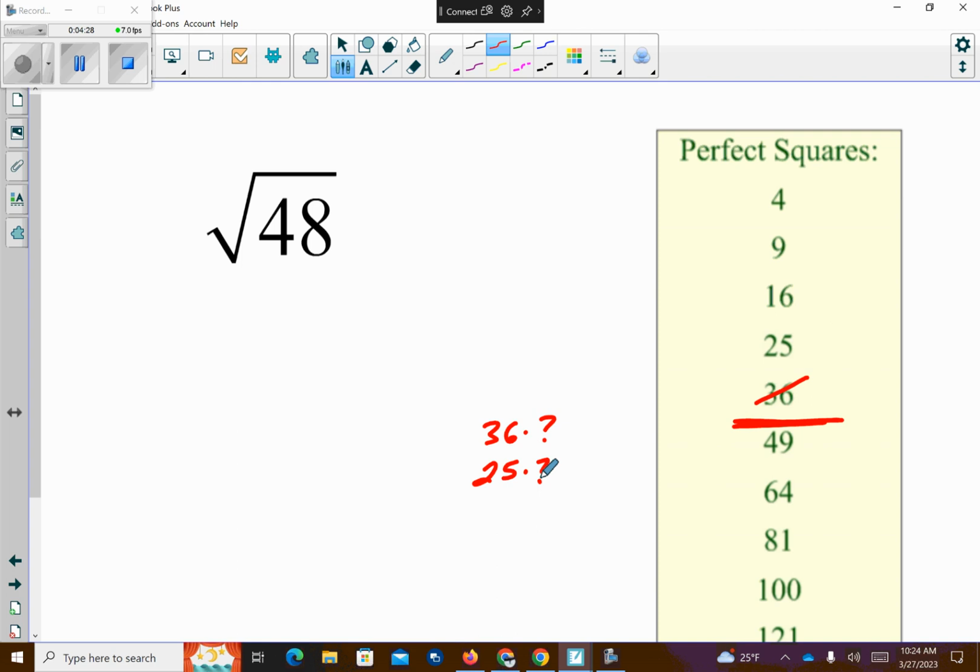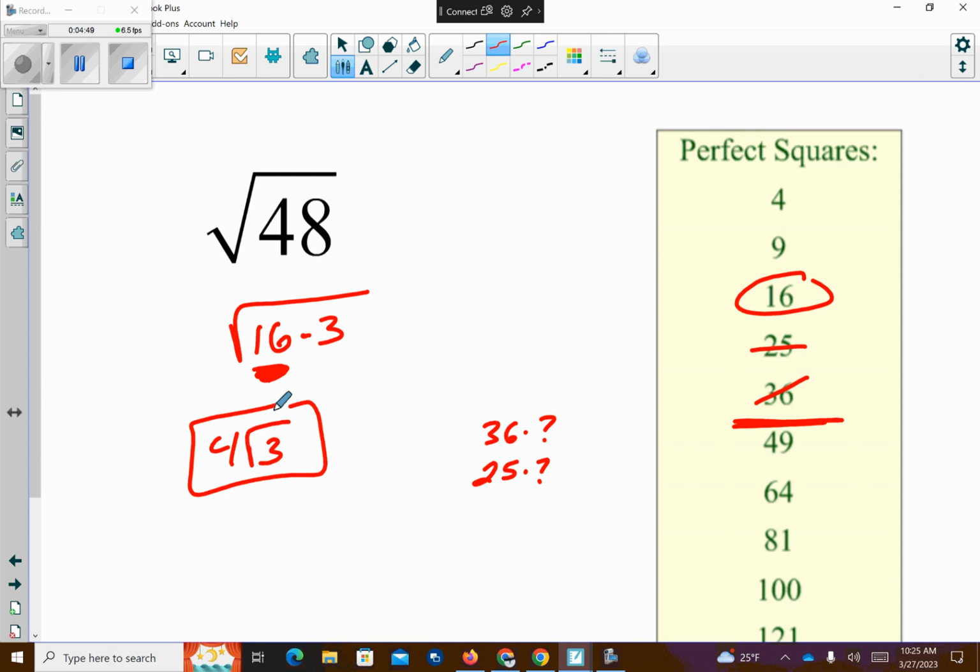Yeah, 25 times 2 is 50, so that's close, but it's not quite there. We can do 16. Okay. So 16 times what? 16 times 3 is indeed the same thing as 48. What is the square root of 16? 4. So I get 4 square root 3. Now, what I'm doing when I'm looking at this list is I'm approximating where the value would be, and I'm working my way up.